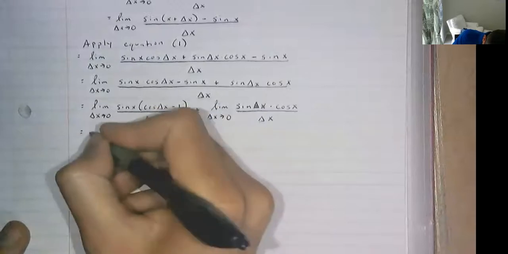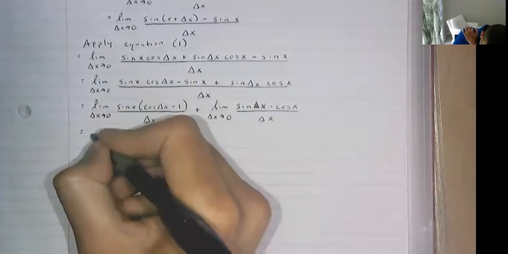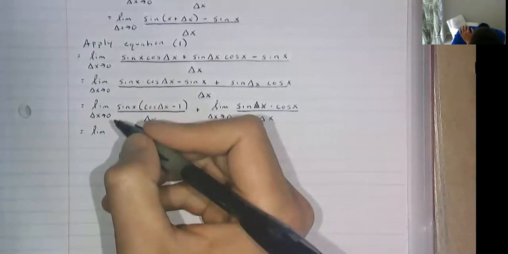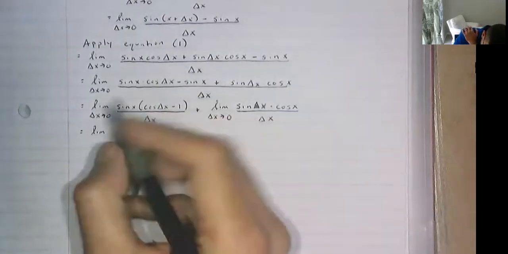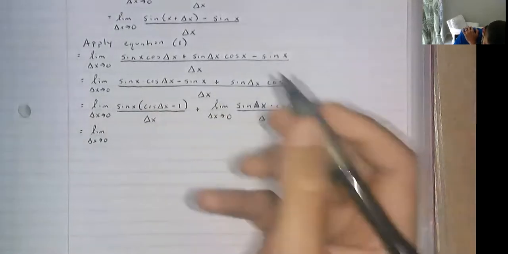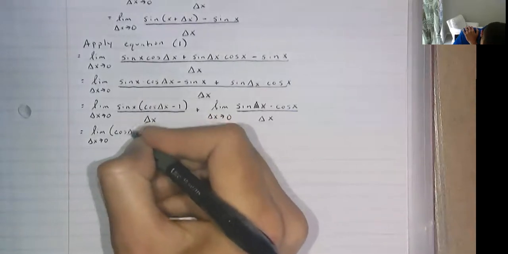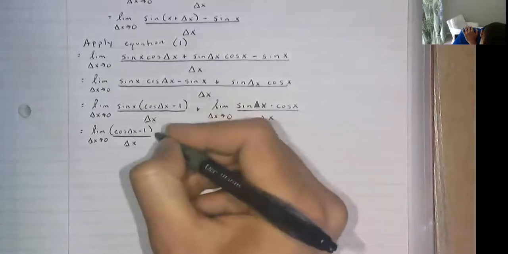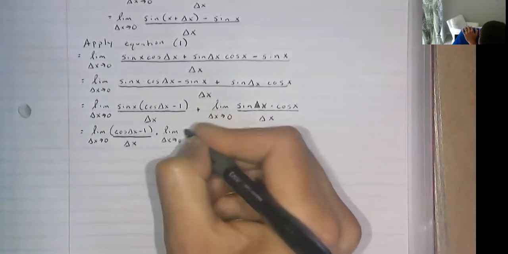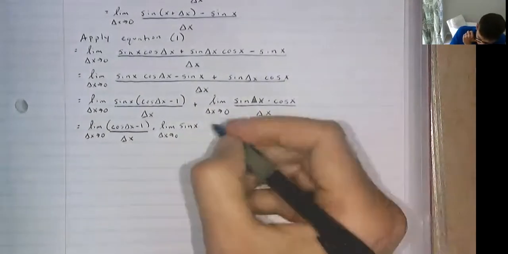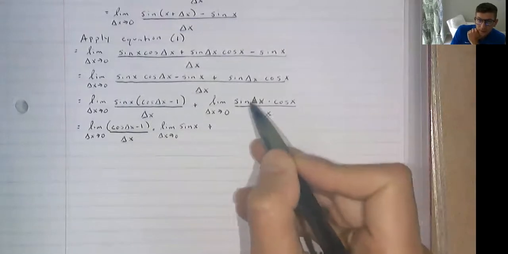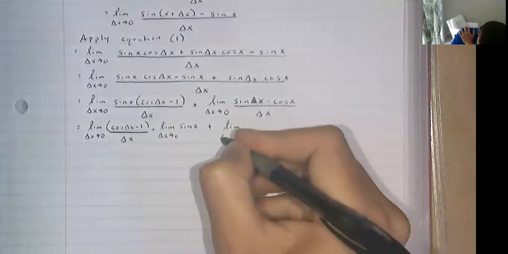So this will become the limit of, delta x, as delta x approaches 0, of the cosine of delta x minus 1 over delta x times the limit as delta x approaches 0 of the sine of x, plus we do a similar thing over here, just dividing this delta x into this guy, the limit as delta x approaches 0 of the sine of delta x divided by delta x times the limit as delta x approaches 0 of the cosine of x.